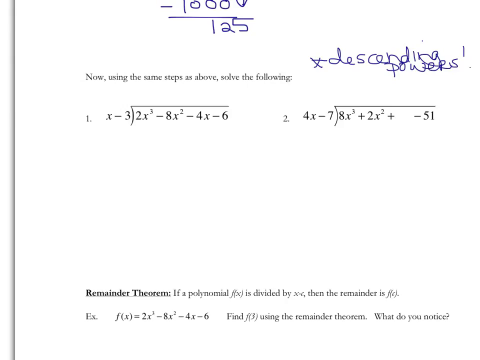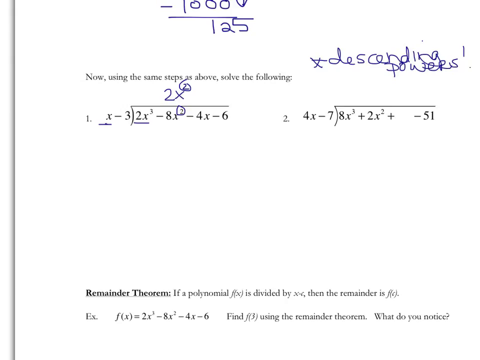We're going to do the same concept that we did up above. So I'm going to start with this x minus 3 on the outside. I'm going to focus on that x. How many times does x go into 2x to the third? x times 2x squared. So I'm going to line up my exponents. This squared here goes up here.